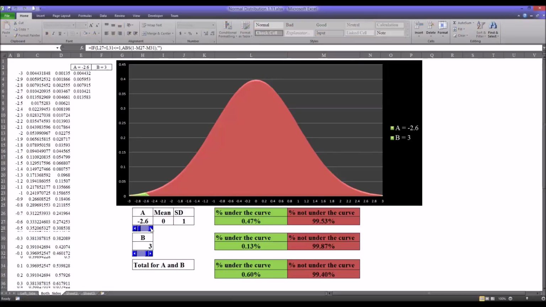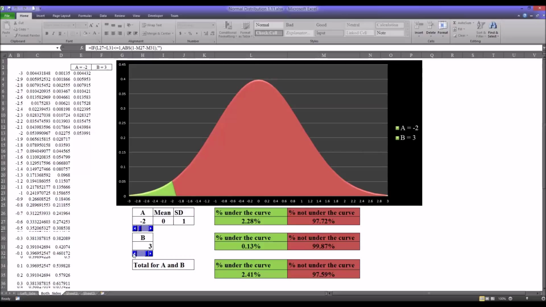So as we start moving these toward the middle, a z of negative 2 and a z of 2, you can see there's about 4.5% that's under the curve. So these green areas here represent a little more than 4.5% of the scores. And roughly 95.5% is represented by the area in red.